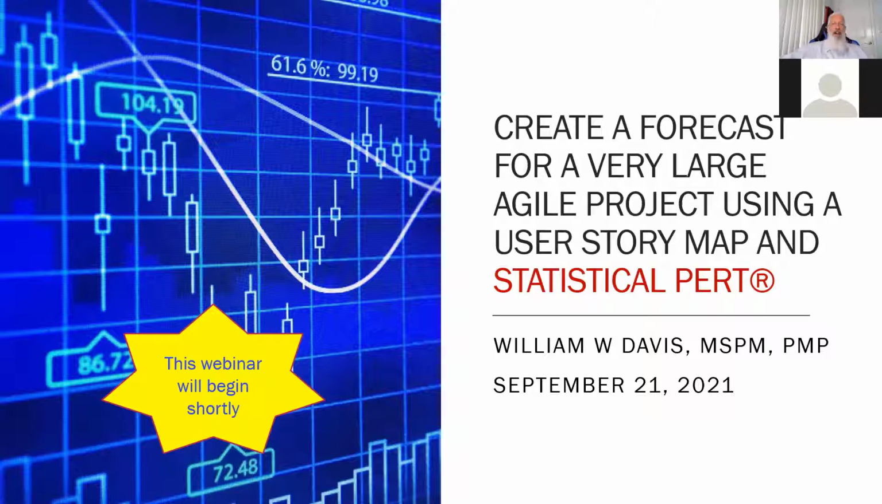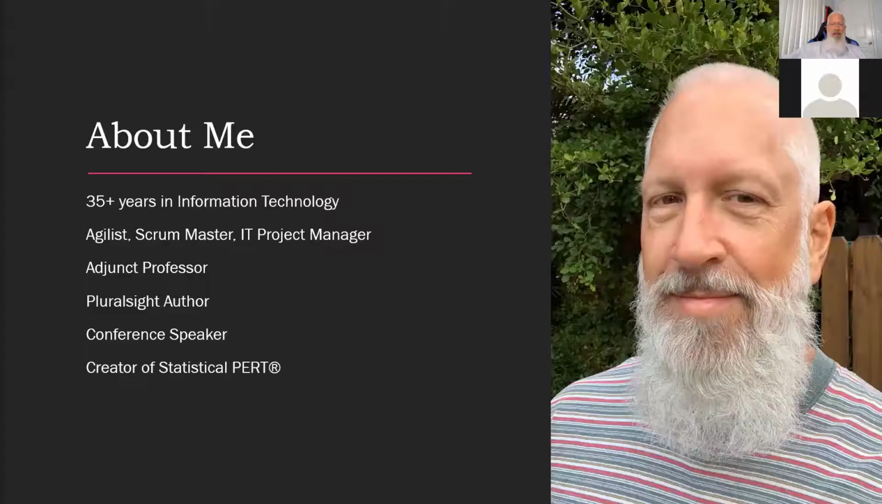So we're going to be talking about how to create a forecast for a very large agile project using a user story map and statistical PERT. So let's get started.